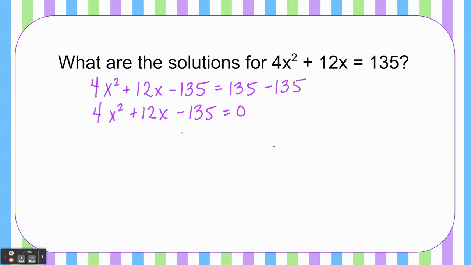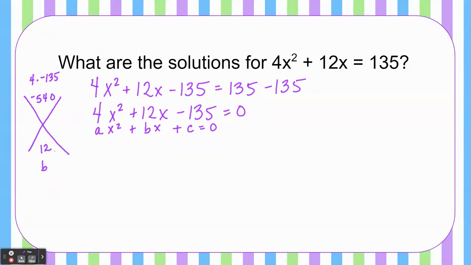All right, now I'm going to use what we call the AC method. Now, A coming from the standard form of a quadratic equation, and C coming from there as well. So you can see that my A is 4 here, my C is negative 135. I'm going to use an X to organize my information over here. So I'm going to do 4 times negative 135 to get my solution. I get negative 540. Then down here, I'm going to put the B value, which is 12.